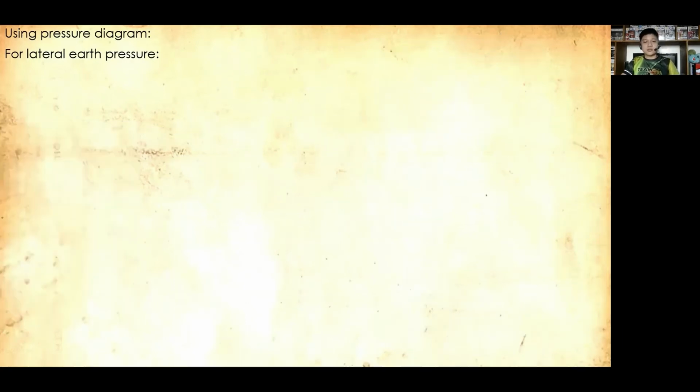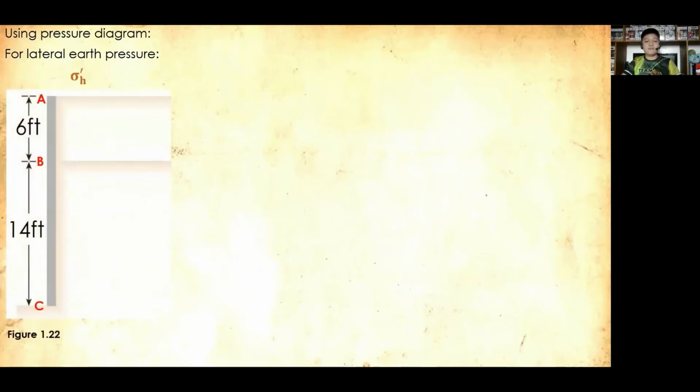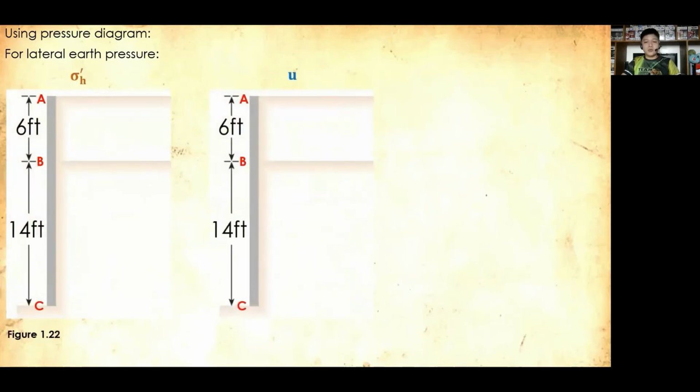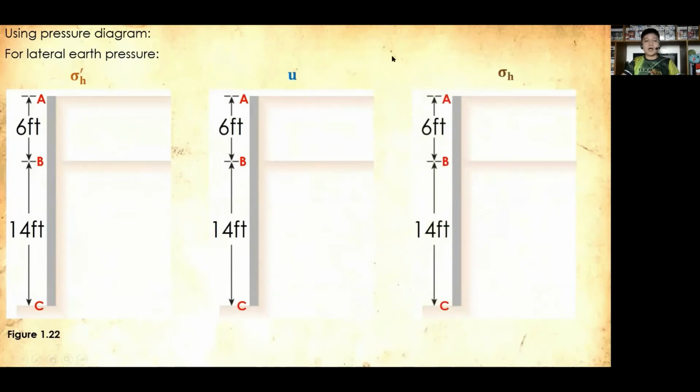Okay, so let us now consider our different magnitudes. So presenting now the component pressure diagrams. First, our sigma h prime, followed with U, and finally our sigma h, the total. So for the sigma h prime, the magnitude at the top is 132.242 psf, while at B we have at the immediate top 423.175, and the base of B 480 psf, while the maximum at C is 925.2 psf.